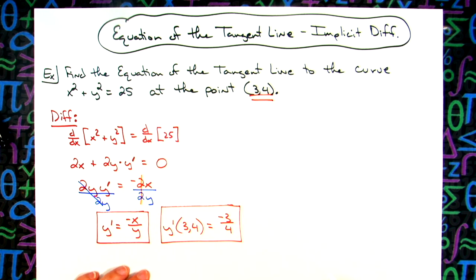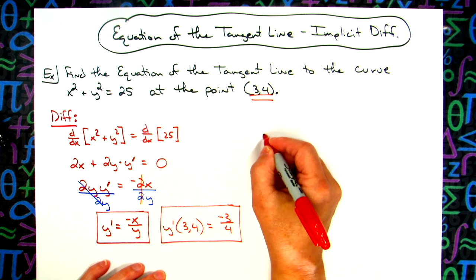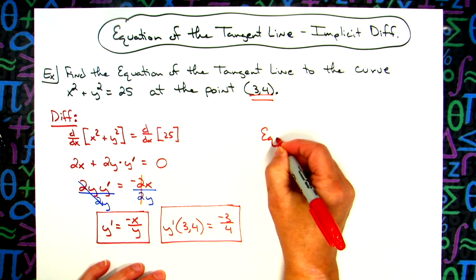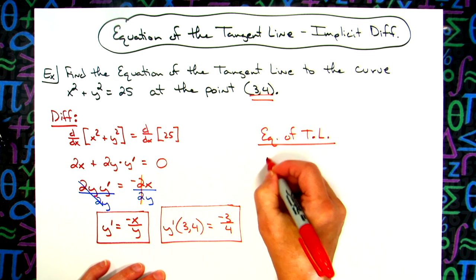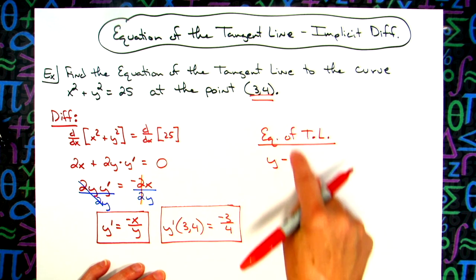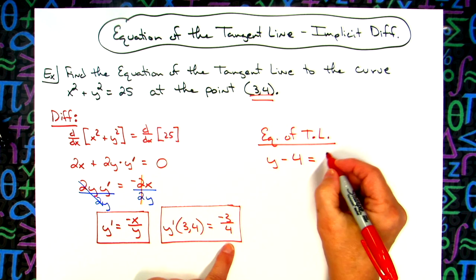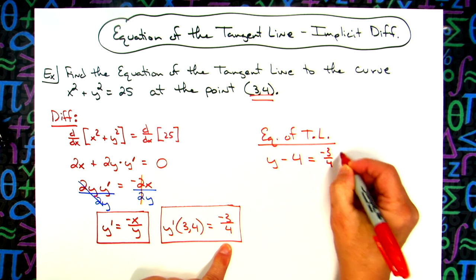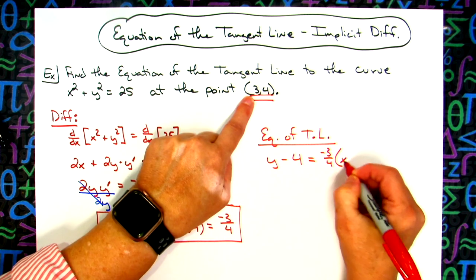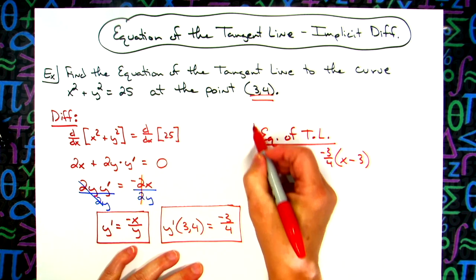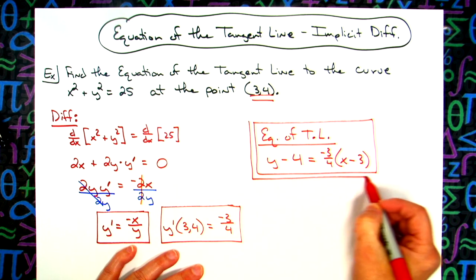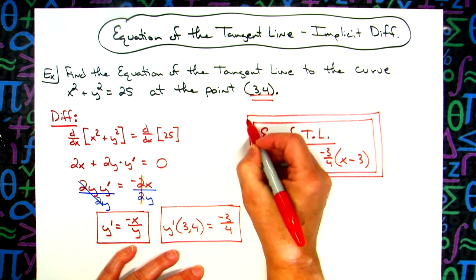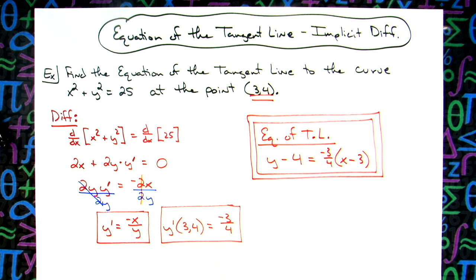We're going to choose to write the equation of the tangent line in point slope form. So we're going to have y minus 4, in point slope form, is equal to negative 3 fourths times x minus 3. There's no reason to rewrite that in any other form, since the question did not give a specific form for the equation that it must be written in.